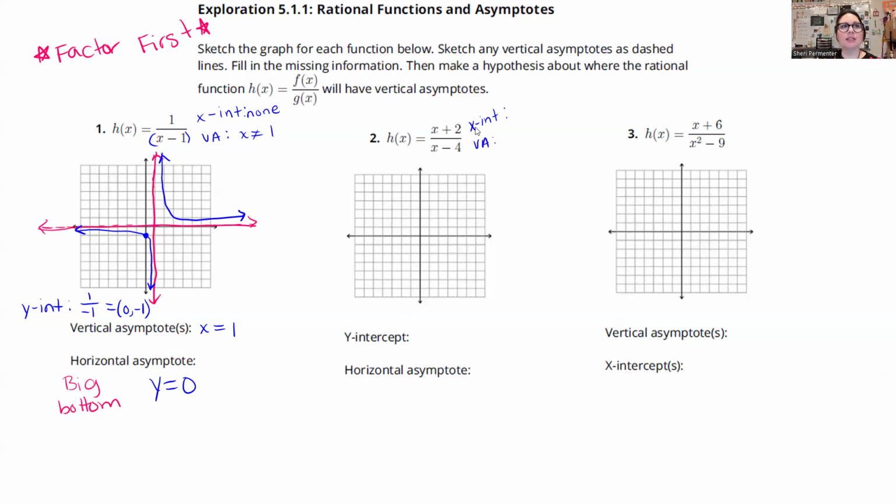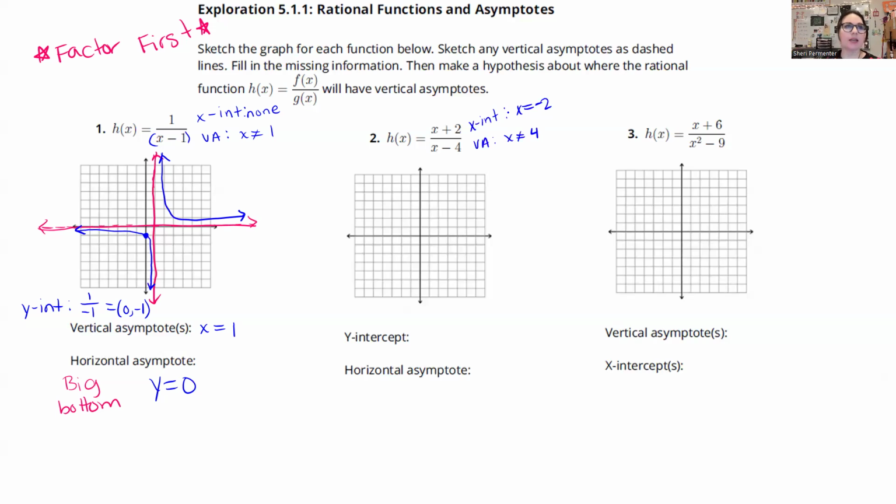From the numerator, what is the x-intercept going to be? X is equal to what? -2. Very good. It'll be the opposite. X is equal to -2. My vertical asymptote, X is not going to be equal to what? 4. And again, that's how I remember that that's an asymptote because my graph doesn't live there.